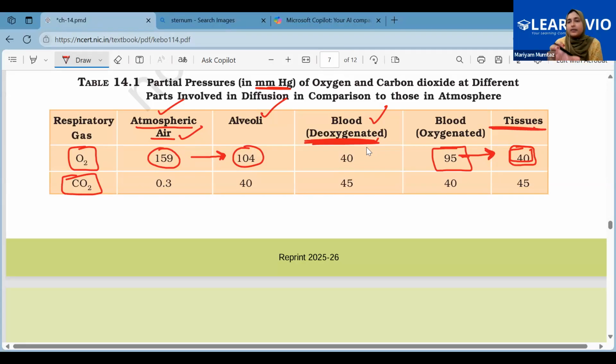Can you explain the table again? Hmm. Like, what happens?